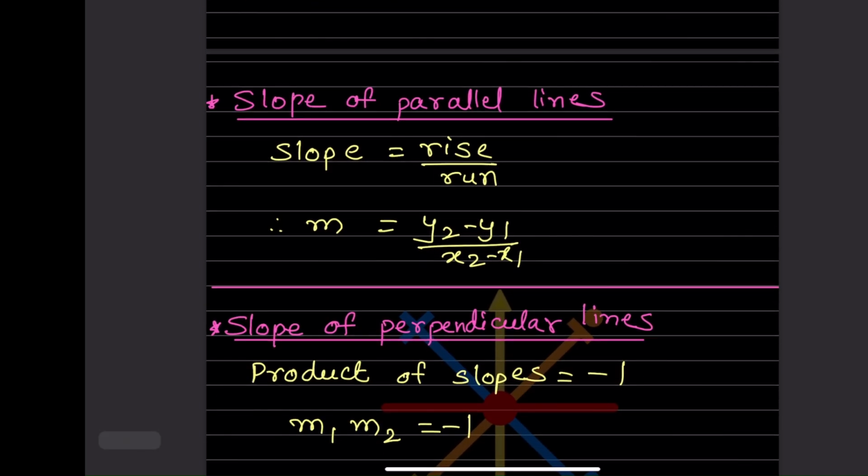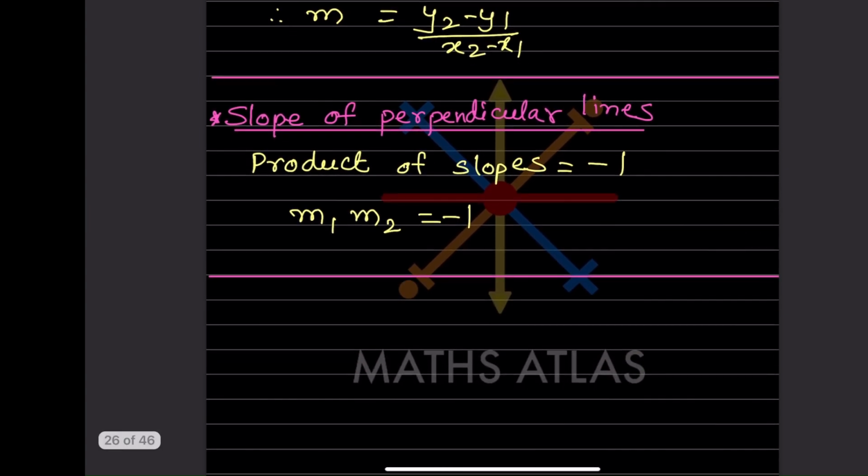Now the slope of parallel lines. What is the slope? Rise over run. This is the rise and this is the run. The formula for that is y2 minus y1 divided by x2 minus x1. Whenever you have to find the slope of parallel lines, m stands for the slope, that is y2 minus y1 divided by x2 minus x1.